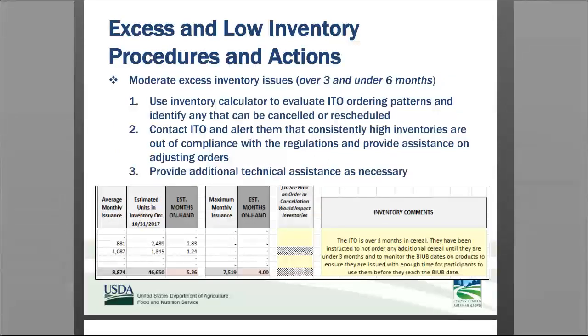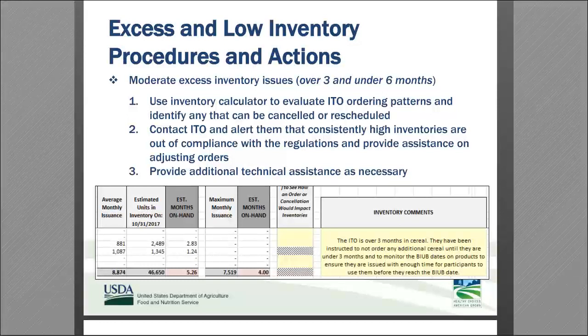The SOPs also lay out detailed procedures and actions to take for any excess or low inventory issues. I'm going to briefly go over each scenario in the SOPs, but more detail is included in the SOP document, which, as we mentioned earlier, is attached to the bottom of the webinar screen. The first scenario in the SOPs is moderate excess inventory issues, which is any food package category over 3 months and under 6 months. Again, note that for our purposes, this is based on the maximum guide rate method, or column U, in the inventory calculator.